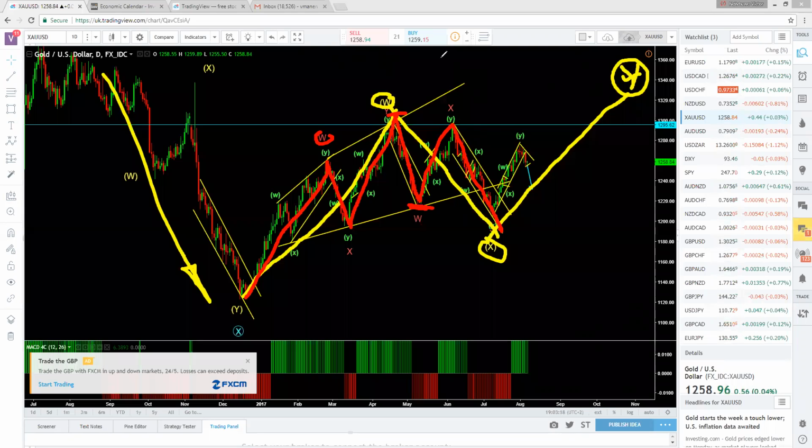Okay, so here I don't know which pattern it's going to be, but all I know is that we need to complete the Y. Okay, but where we are right now, if I were to draw the red one, it is supposed to behave something like this. Okay, so this would have been my W, X, Y in red. You can see that this is in the same degree as all the reds.